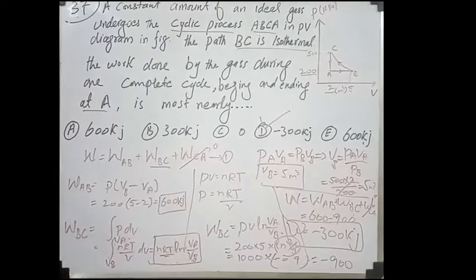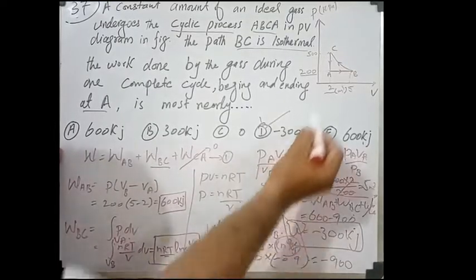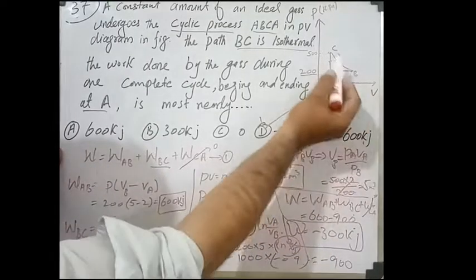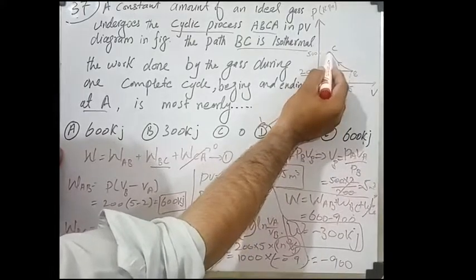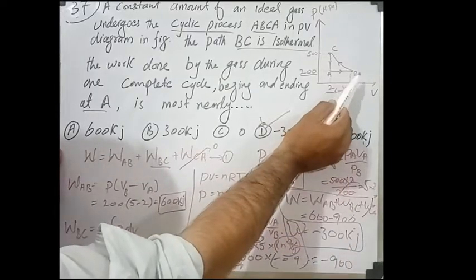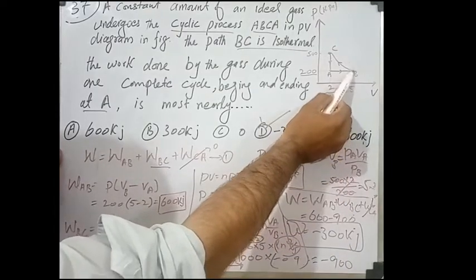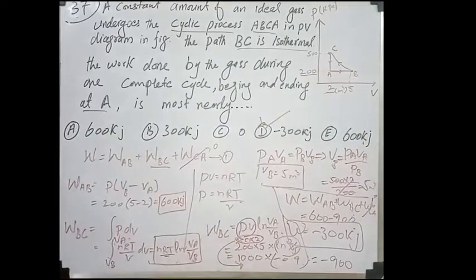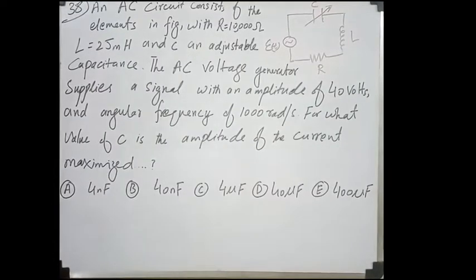Here you can also take PV. I have taken the value at point B. You can also take the value at C. So this will be 500 multiplied by 2, so this is again equal to 1000. We are taking the value of pressure and volume at one place on this isothermal curve. Next problem is 38.